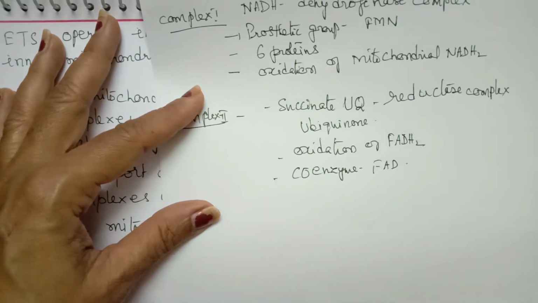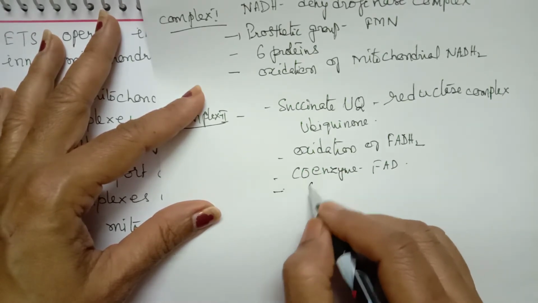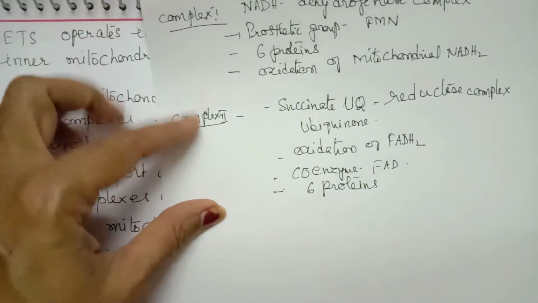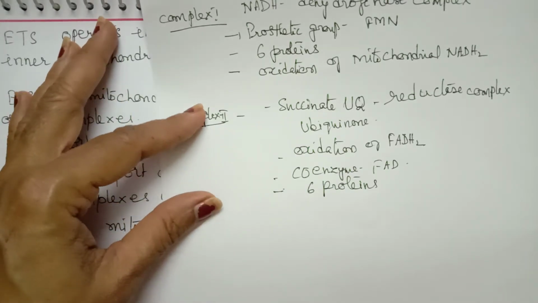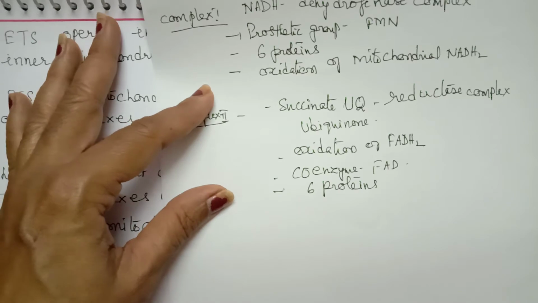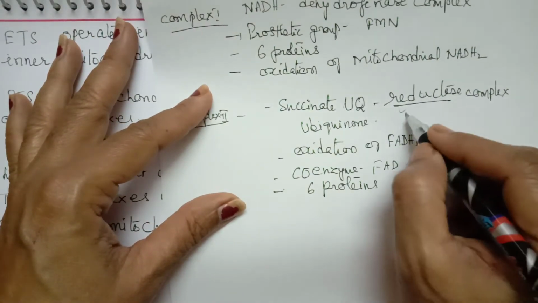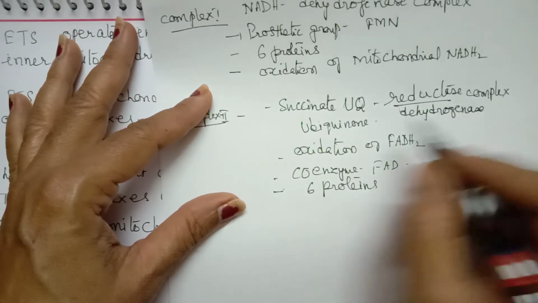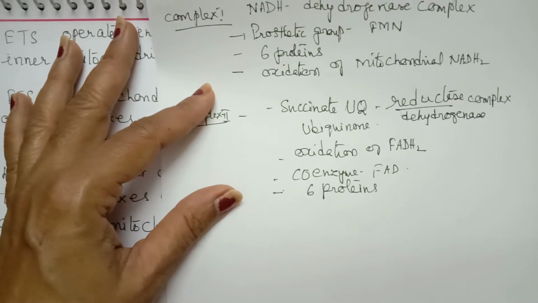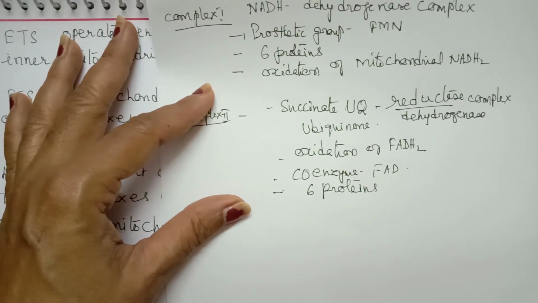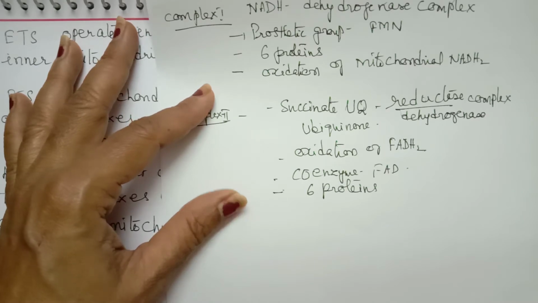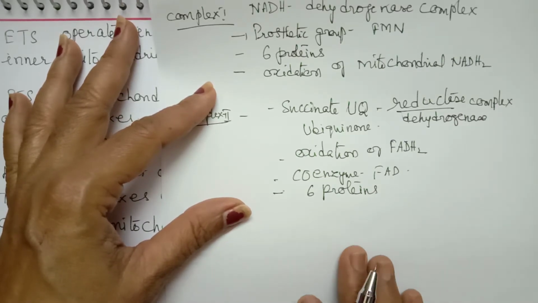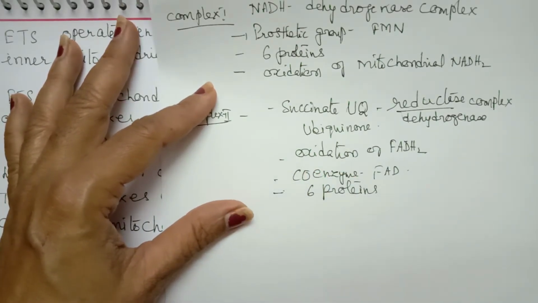FAD. And this is also made up of about 6 proteins. Besides this, the most important feature of this complex, this is called succinate reductase or succinate dehydrogenase complex also. The most important feature of this enzyme, mainly succinate dehydrogenase, is that this enzyme is also involved in Krebs cycle. It is a Krebs cycle enzyme, but it is not located in matrix. Instead, it is located on inner mitochondrial membrane.